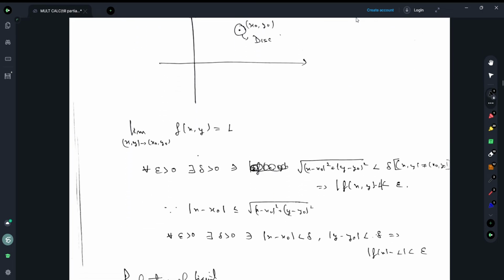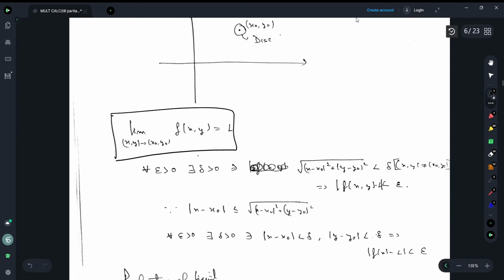Okay, so see the delta epsilon definition. You are given this: the limit of f(x,y) equals L as (x,y) tends to (x0,y0). So for all epsilon greater than 0, there exists a delta greater than 0 such that root of (x minus x0) whole square plus (y minus y0) whole square is less than delta implies |f(x,y) minus L| is less than epsilon.